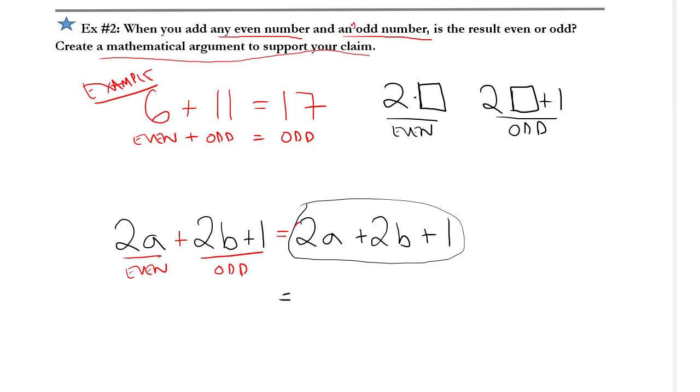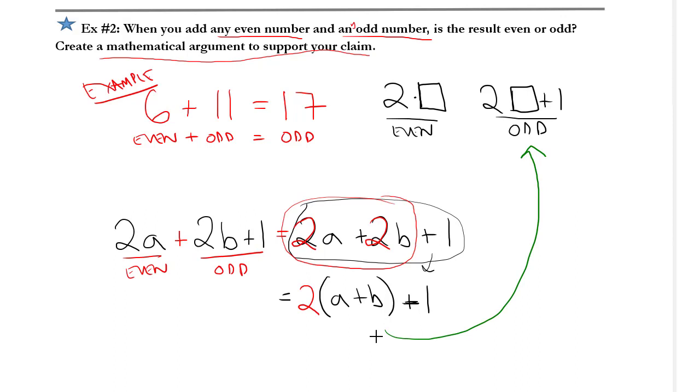And I see here that I have a nice 2 and a nice 2. And I can actually just look at this part of the expression, and I can do some factoring there. I can rewrite just this part of the expression as 2 times a plus b. And then I still have my plus 1, so let's just write it down, plus 1. Now, does this form help us see what kind of number we're dealing with? You bet it does. Check it out. It is indeed an odd number.